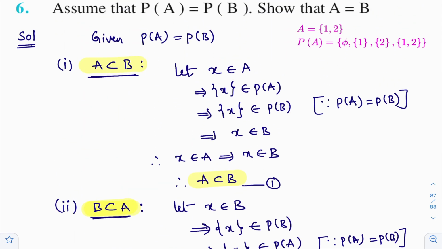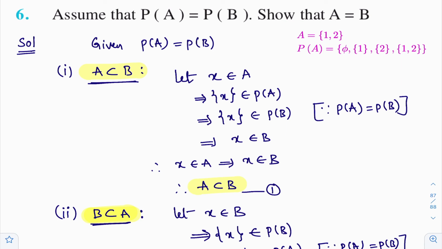I hope you understand. This is a little tricky problem. The only point you need to understand is that if 1 is present in set A, then the singleton set {1} definitely belongs to P of A. This is the tricky part. If 2 is present in set B, then the singleton set {2} definitely belongs to P of B. I hope you understand this solution.